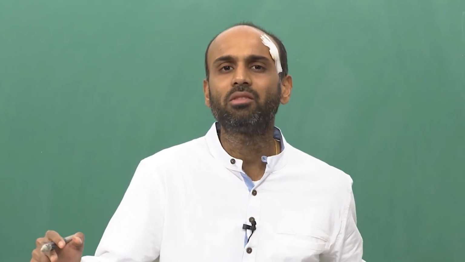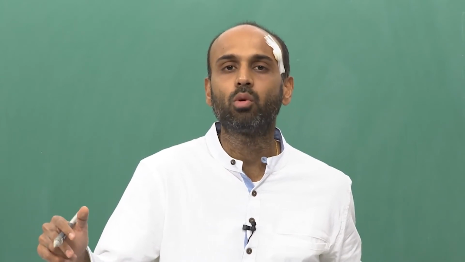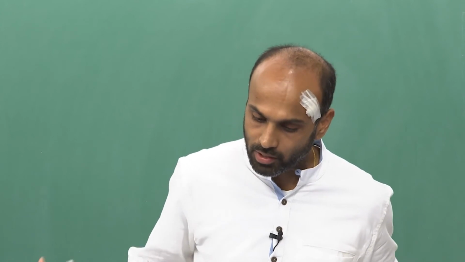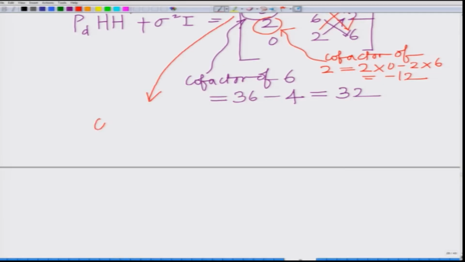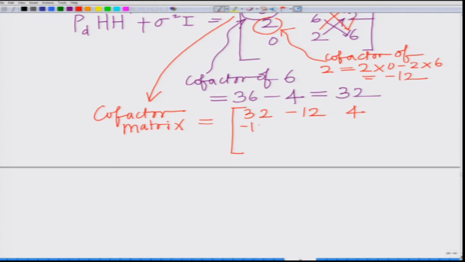So, basically to compute the inverse we need to compute 1, the determinant, and 2, what is known as the cofactor matrix, okay. And the cofactor matrix for this is given by the matrix of cofactors. The cofactor matrix is 32, minus 12, 4; minus 12, 36, minus 12; 4, minus 12, 32. This is the matrix of cofactors, okay.